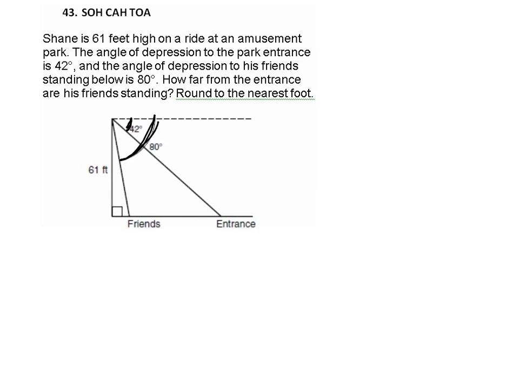Okay, so basically we're trying to find this distance here, because it says how far from the entrance his friends are standing. His friends are standing there. Well, the first thing we need to do is find all of the right triangles that we need, because we need right triangles in order to solve this.